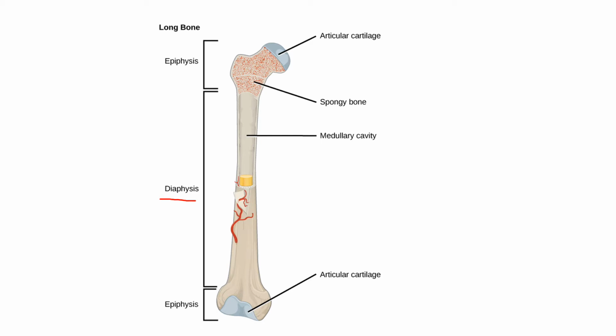And then the shaft is going to have something called compact or cortical bone, which is, as it sounds, more compact. It doesn't have as many spaces. It's more dense. And you can see there is a cavity in the middle of that bone, so it's not solid all the way through. In the cavity, we find some yellow marrow and some fat store.